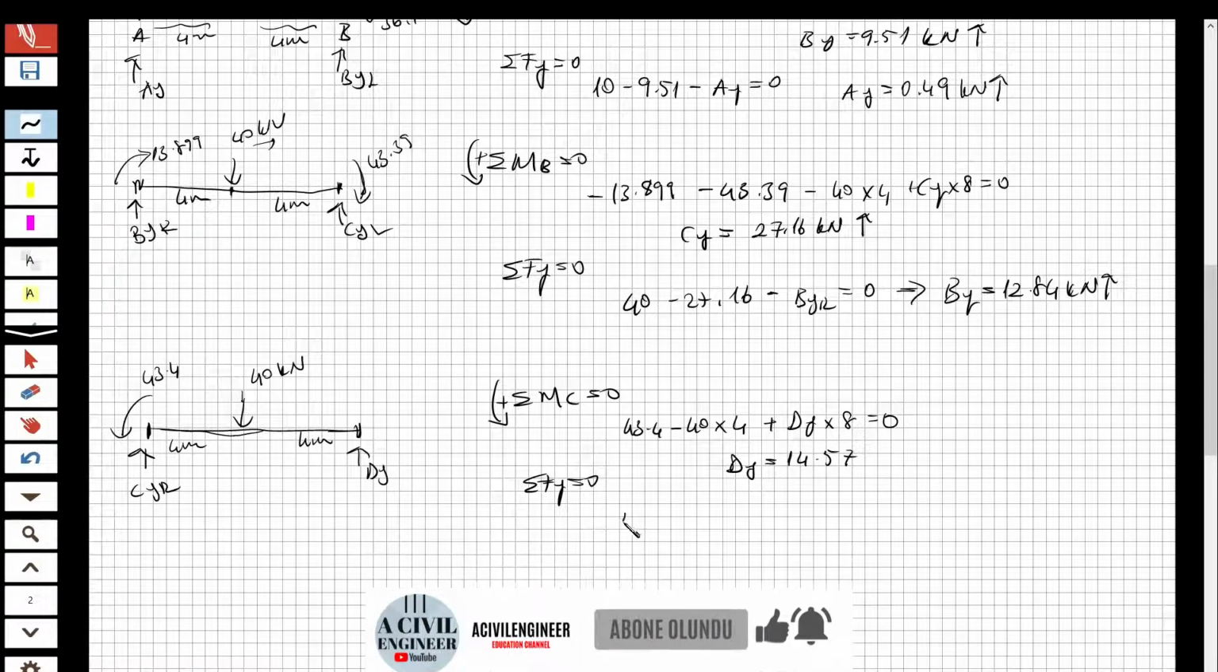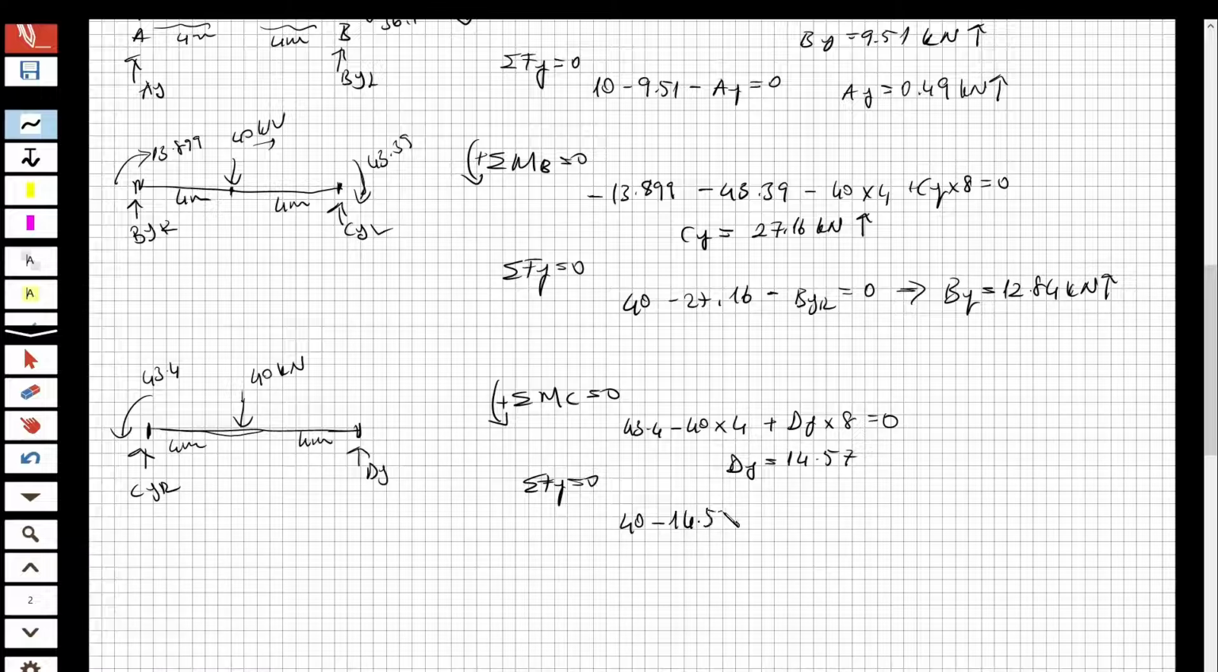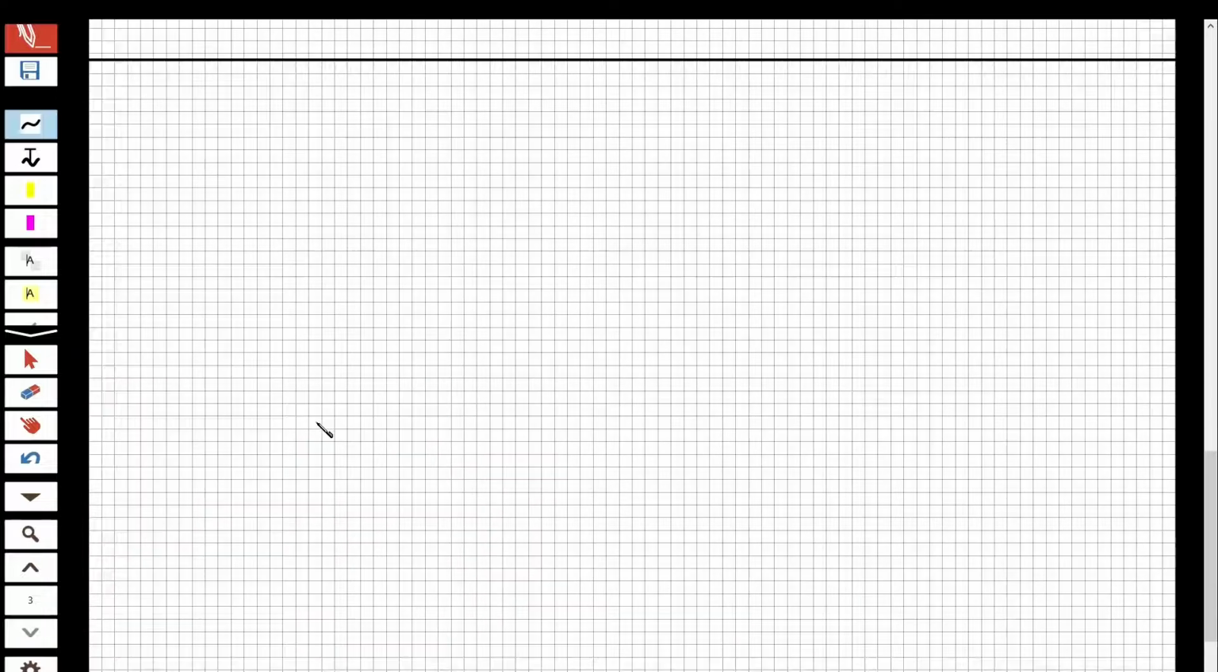And from the total Fy, 40 minus 14.57 plus Cy right, equal to 0. Sorry, it's going to be negative. From this equation, I'm going to obtain Cy right as equal to 25.43 kilonewton, upper direction. Now I got all the shear forces and reaction forces. So let's draw the shear and moment diagrams.